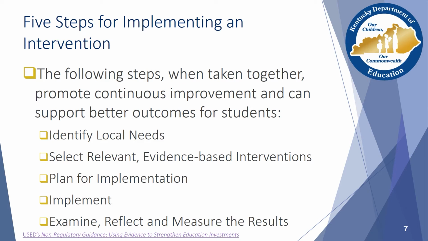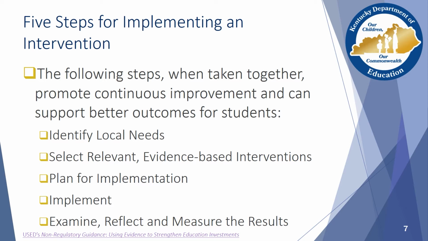Let's briefly discuss the 5 steps for implementing an intervention. In order for interventions to be successful in a school, we must take time to carefully vet the intervention and ensure it is implemented with fidelity. The first step in this process is to identify local needs. After a thorough needs assessment has been completed, it is easier for a school to see what areas of improvement should be prioritized. Next, the school should select relevant evidence-based interventions. This is the step that we'll be discussing throughout the remainder of this webinar.